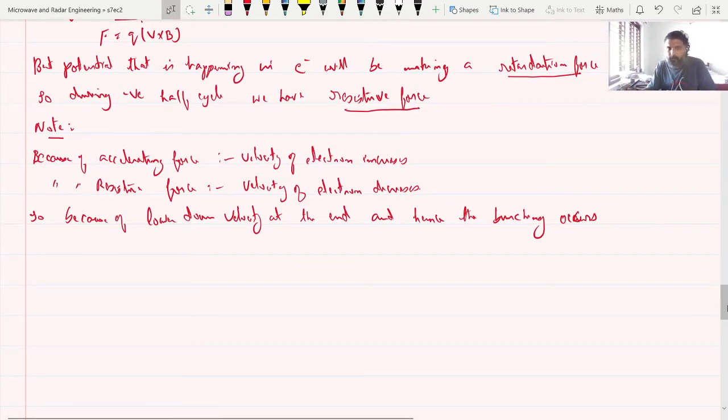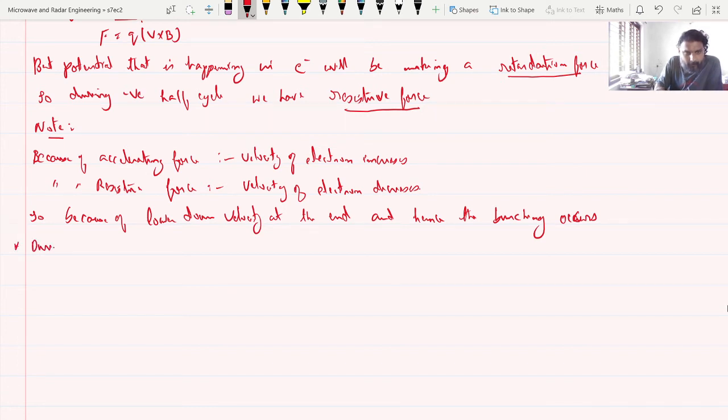So because of lower velocity at the end, the bunching occurs. During the travel of electron, the gap between the electrons, I will write as electron gap. During the travel of electron, the gap will reduce.